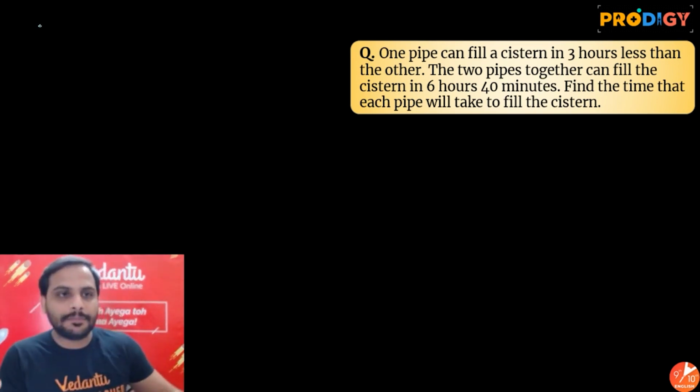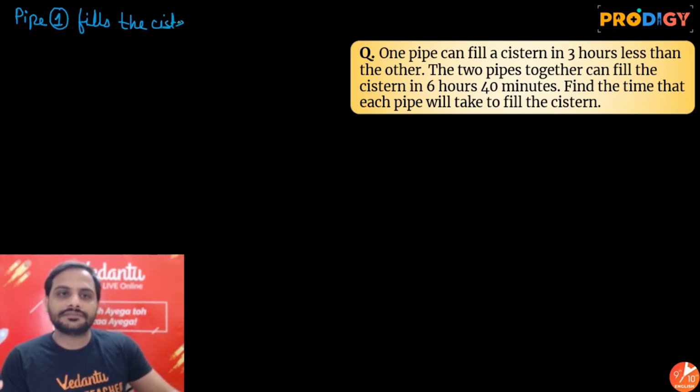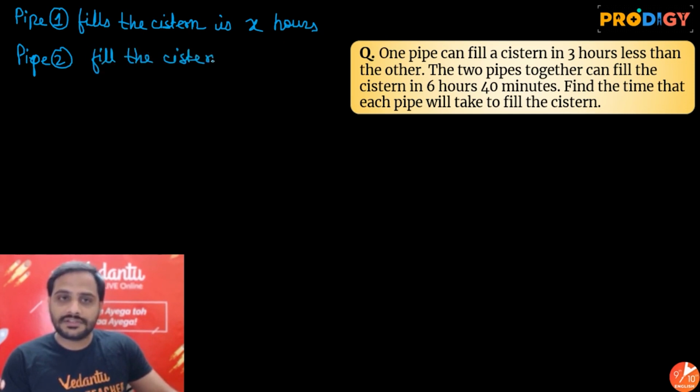Guys, I will say, let's say pipe 1 fills the cistern in, let's say, x hours. So other takes 3 hours less. So let's say pipe 2 fills the cistern in 3 hours less. So let's say x minus 3 hours.